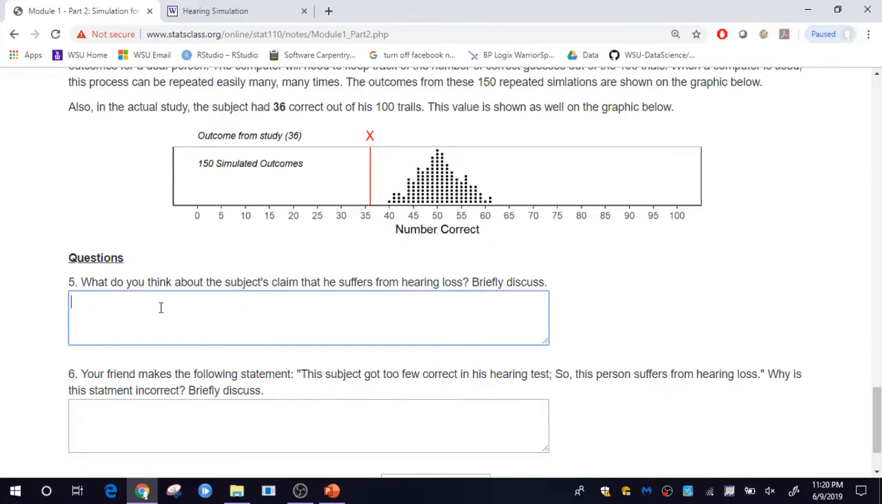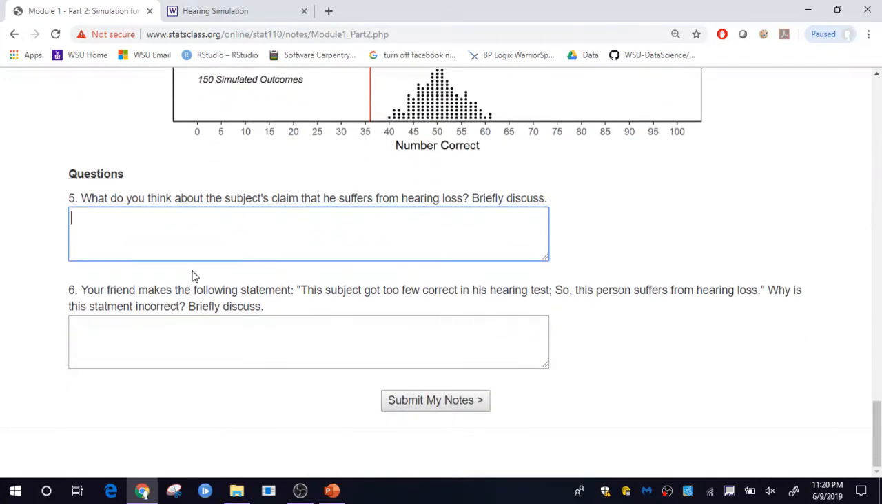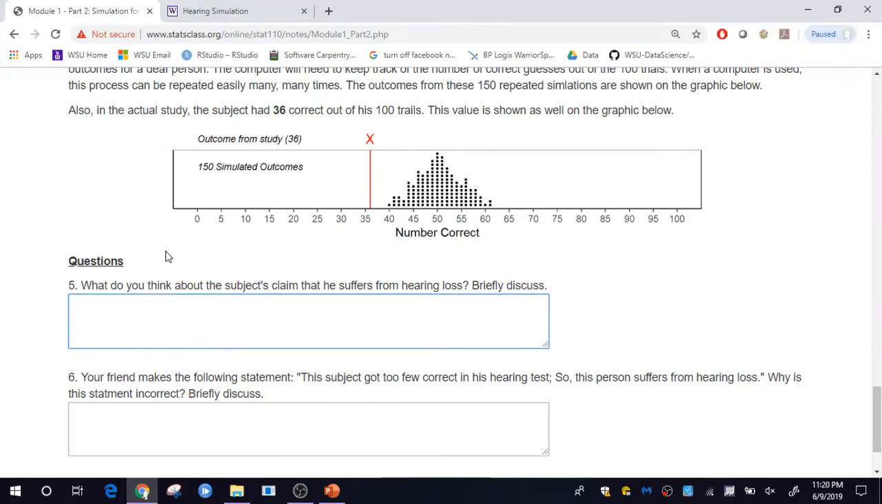So let's answer the last questions here for this set of notes. What do you think about the subject's claim that he suffered from hearing loss? Okay, so if the subject indeed suffered from hearing loss, I would anticipate that their values would not really go below 40 here for the number of correct. So what do you think about the subject's claim of hearing loss?